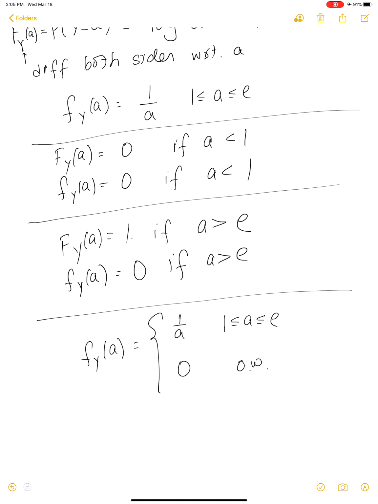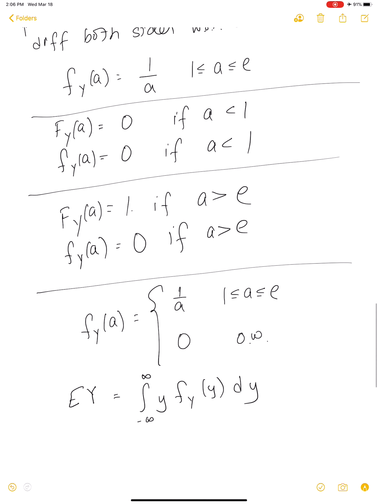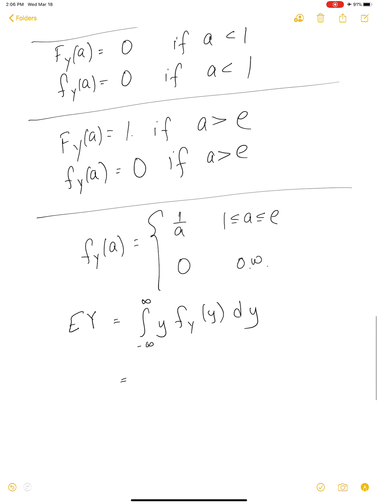Okay, so now that we have the density, let's find the expected value of y. What is the expected value? It is the integral from negative infinity to infinity of y times the density of the random variable y. You know that the density is 0 to the left of 1 and to the right of e. So this will be the integral from 1 to e of y times the density.